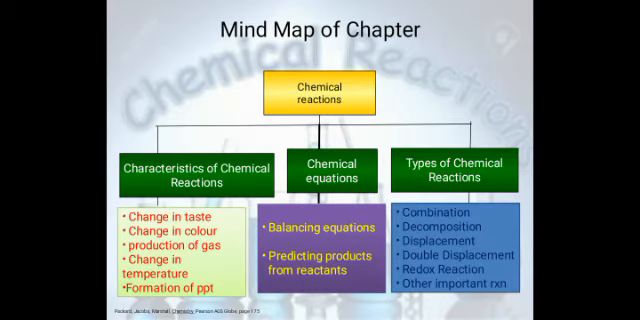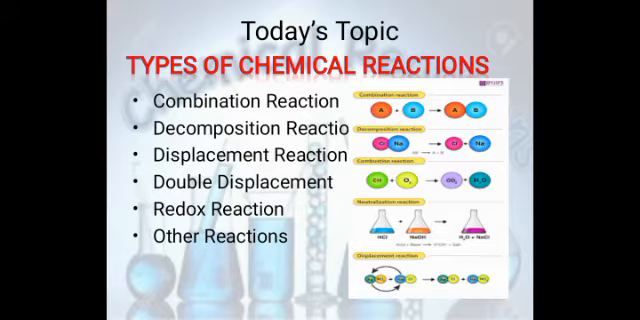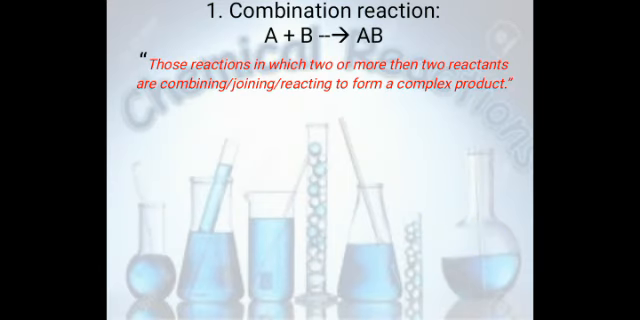The mind map of the chapter, chemical reactions: characteristics of chemical reactions we already know. Chemical equations and balancing of equations we did. Now we are proceeding to the last topic of this chapter, that is types of chemical reactions. So basically there are different types of chemical reactions: combination reaction, decomposition reaction, displacement reaction, double displacement reaction, redox reaction, and some other reactions. Okay, so one by one we will discuss today.